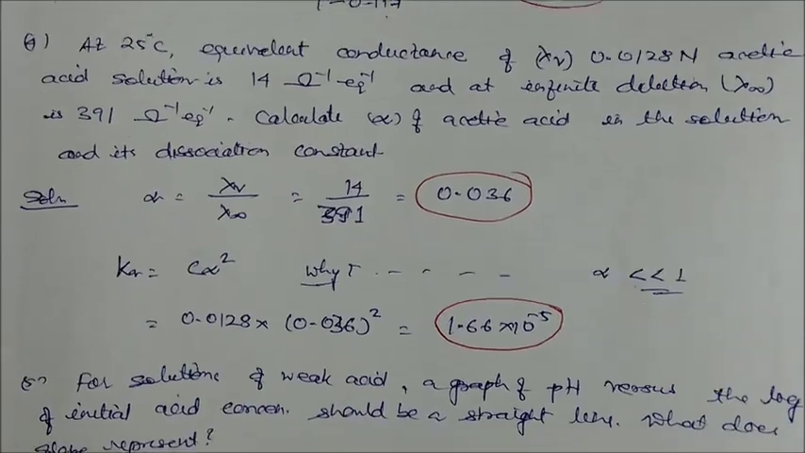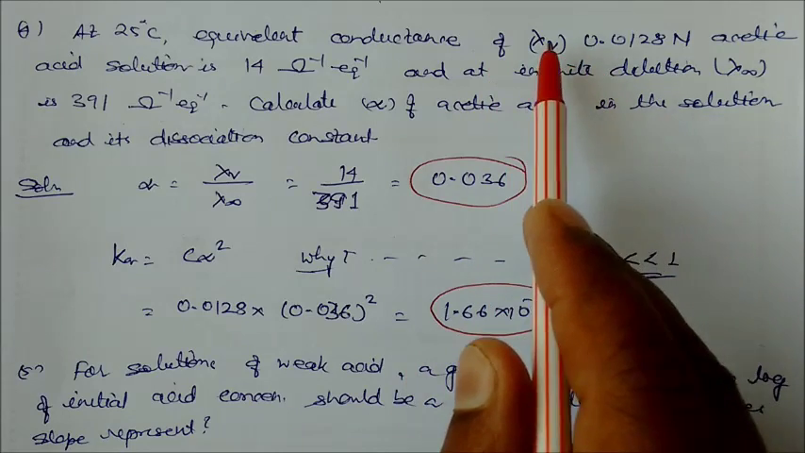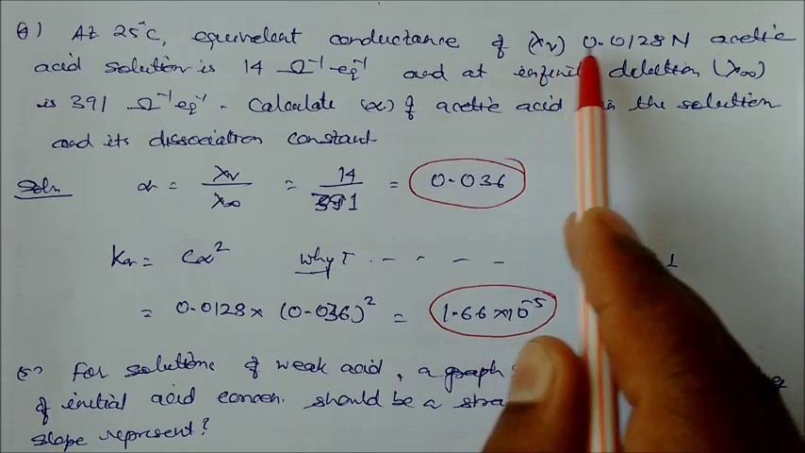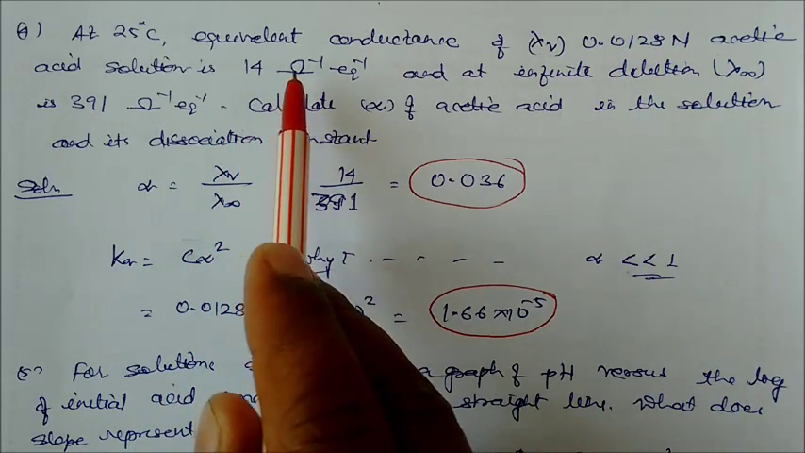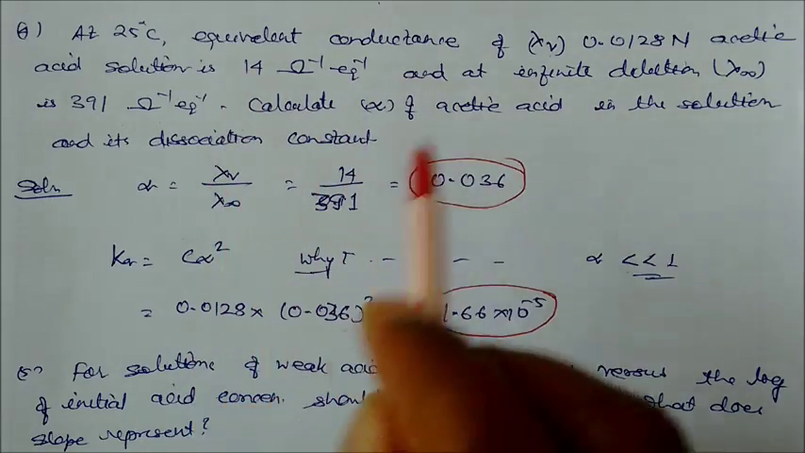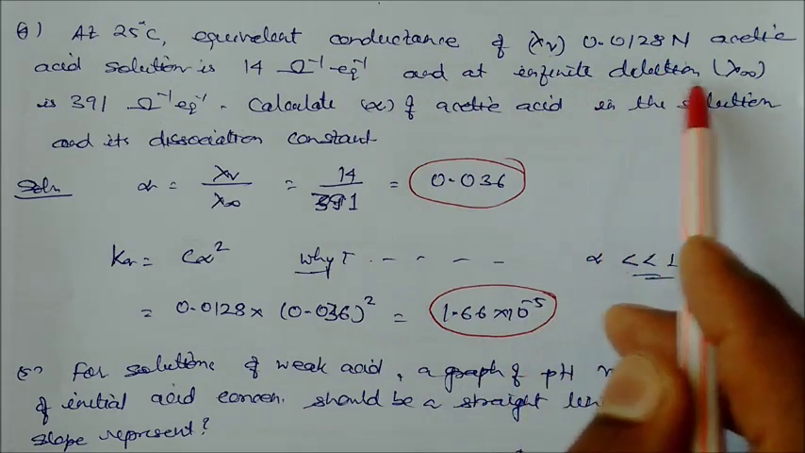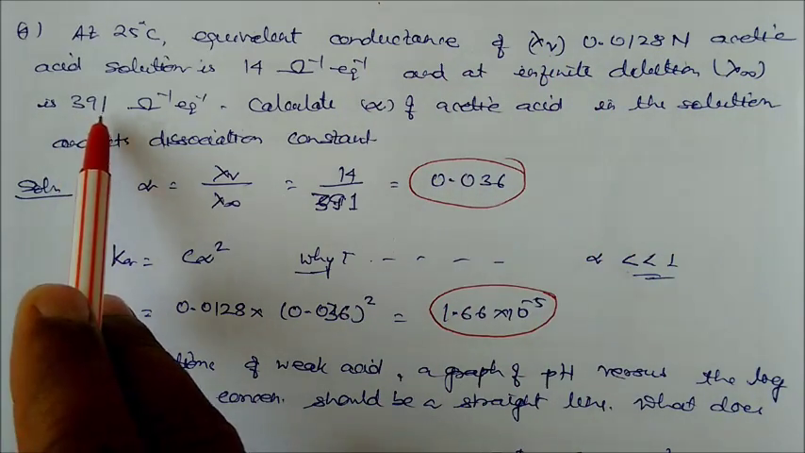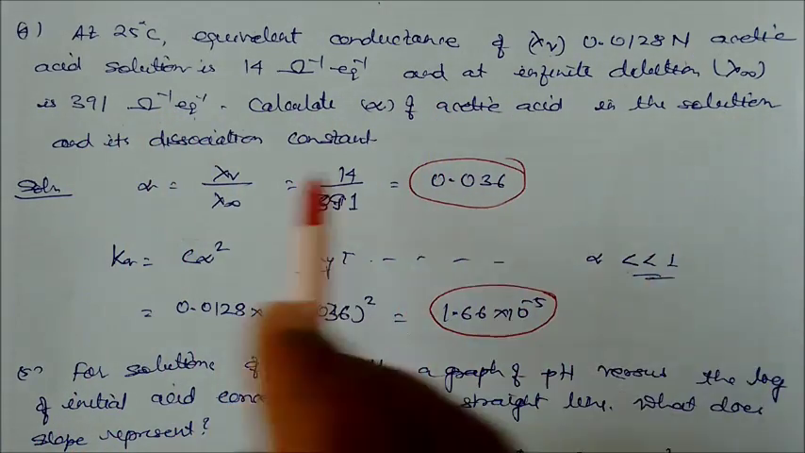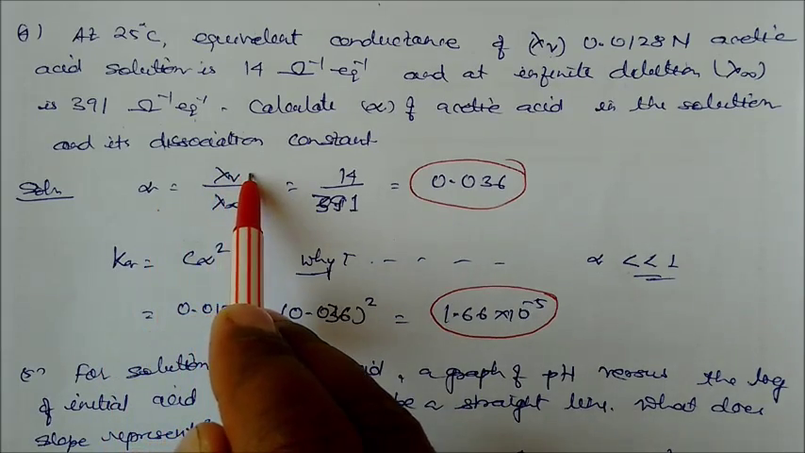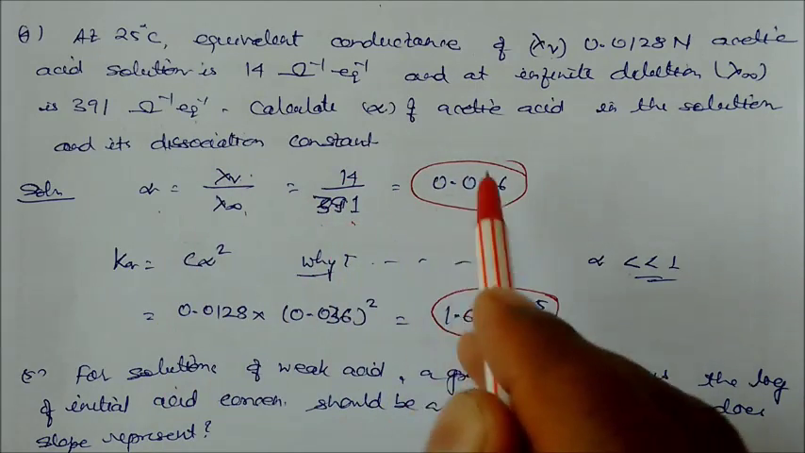Now next, at 25 degrees centigrade, the equivalent conductance of a 0.128 normality acetic acid solution is given as 14 per ohm per equivalent, and at infinite dilution the same solution gives a conductance of 391 per ohm per equivalent. We have to find the alpha of acetic acid in the solution. So alpha equals the equivalent conductance at the given dilution divided by that at infinite dilution. This is given as 14, and this is given as 391. If you solve it, you will get the alpha value.